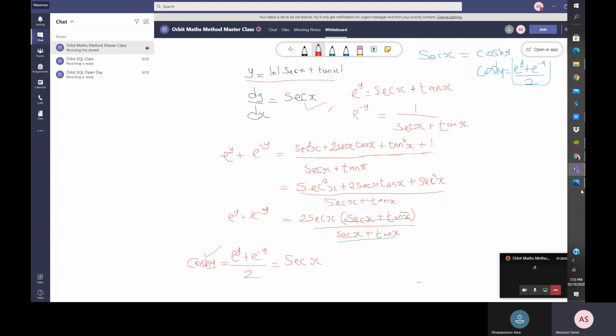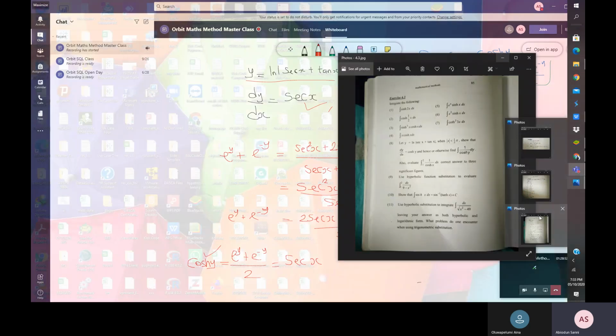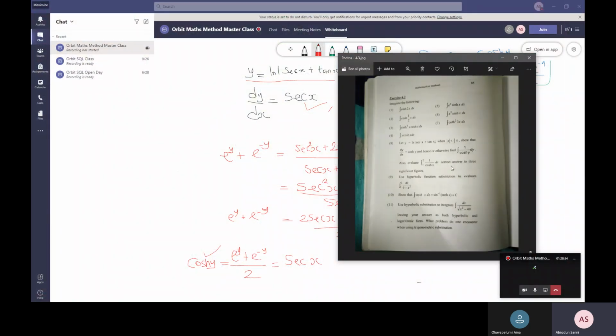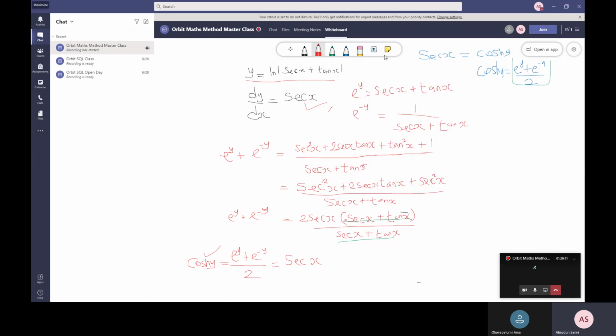Okay, so let's look at the second part of the question again. The second part is saying that, hence or otherwise, you should find the integral of 1 all over cos y dy. So let's try and see what we can do with that. Hence or otherwise, integral of 1 over cos y dy.